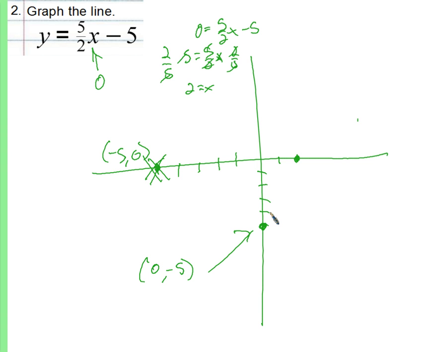Or, if I'm just doing the quick shortcut, I start here and do what? Go up 5 and then over 2. Go up 5 and over 2. Why? Because of what Brennan said. Because if you plug in 2, that's the next easiest value of x to plug in. We get a nice whole number answer.